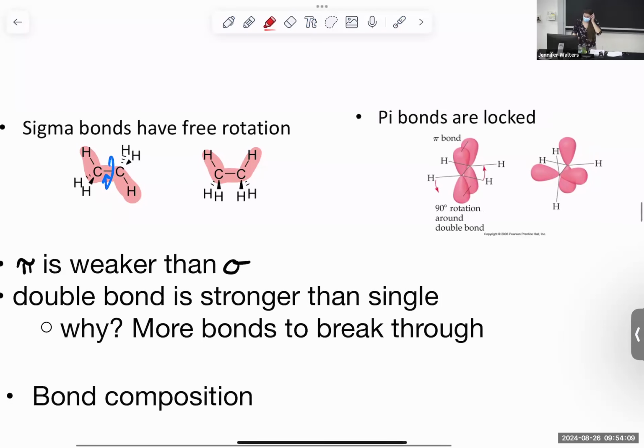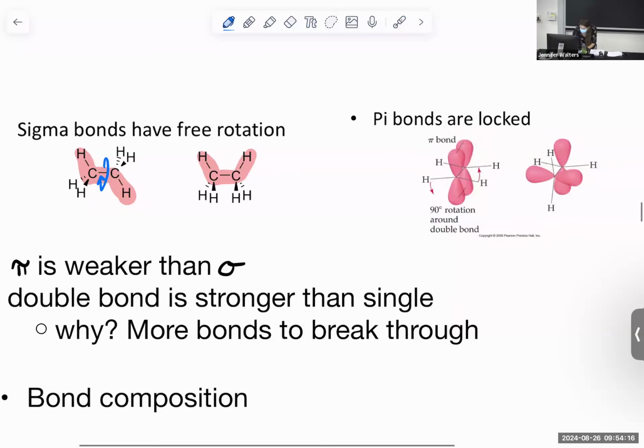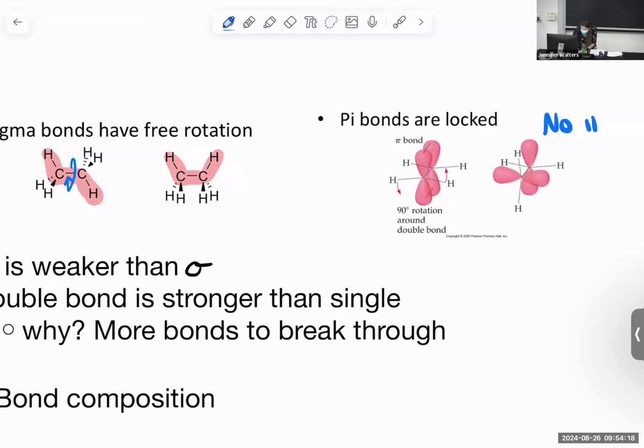Because the pi bonds are above and below, I get a pi bond when they are parallel. There is no pi bond once it goes perpendicular. So there isn't free rotation. We call that locked because it can't rotate without breaking the bond. So to retain the bond, it is locked, it stays put.